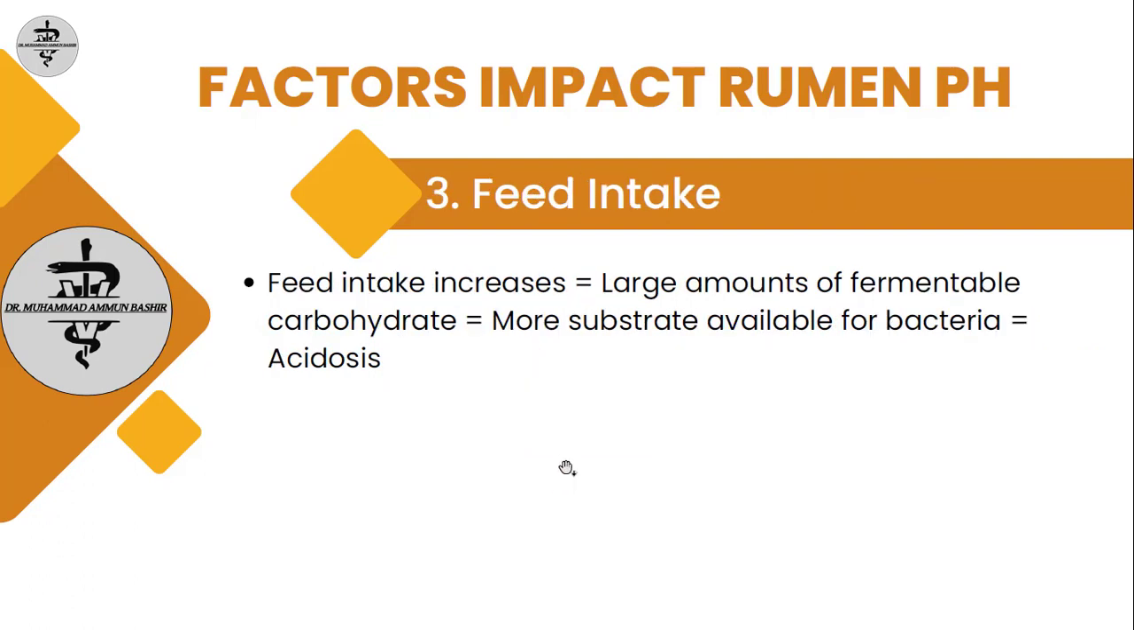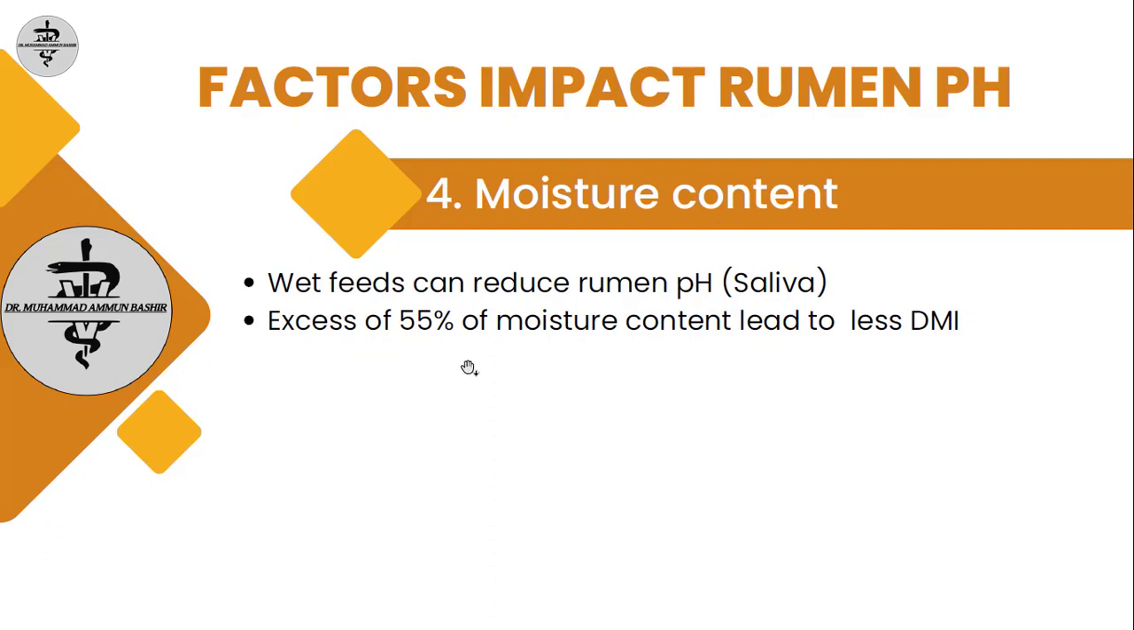Third one is the feed intake. If the animal will intake feed beyond the higher limits, then there will be more carbohydrates inside the feed, more concentrate inside the feed, more substrates available for the starch digesting bacteria. There will be a decrease in the pH below 6, ultimately leading to acidosis. Fourth one is the moisture content.